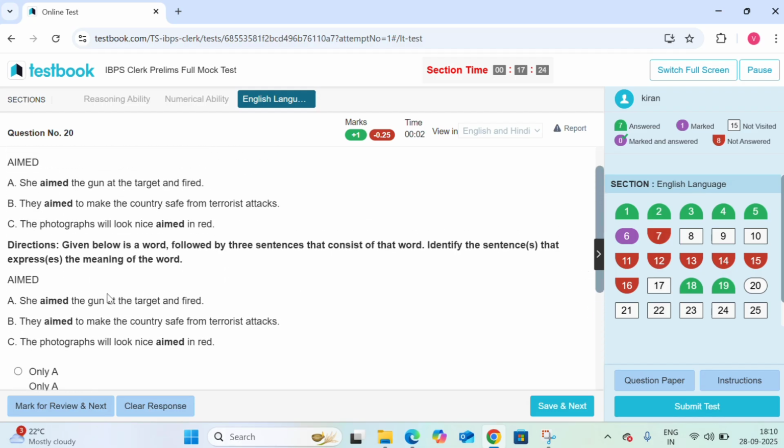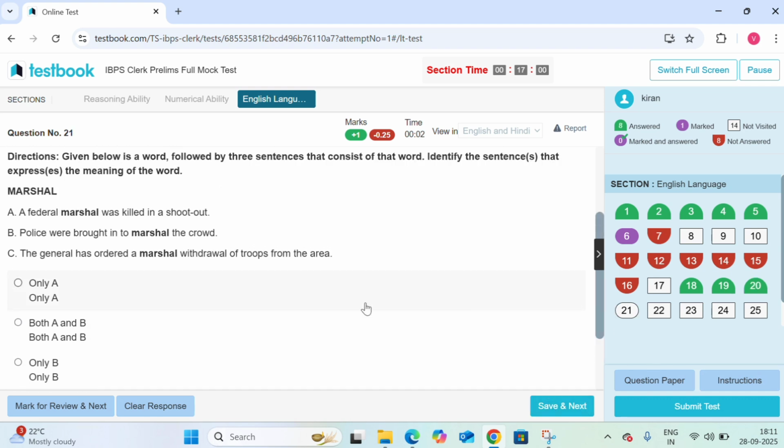Next, aimed. She aimed the gun at the target and fired. They aimed to make the country safe from terrorist attack. She aimed the gun at the correct. They aimed to make the country safe from terrorists. The photographs will look nice aimed. A and B.